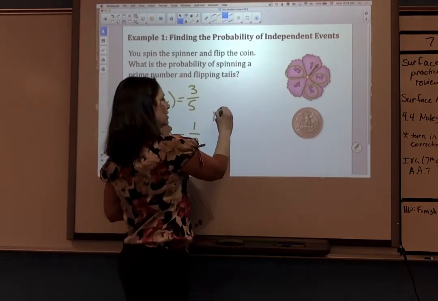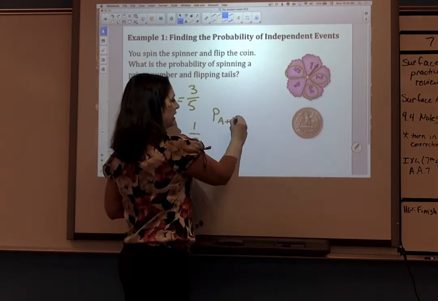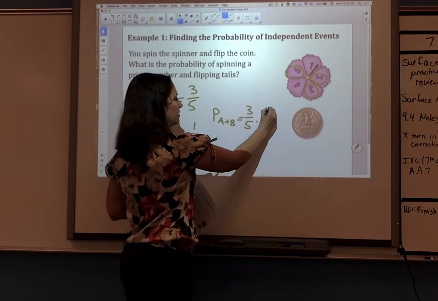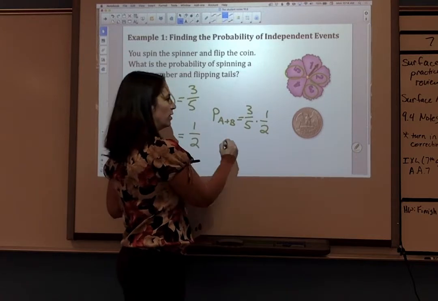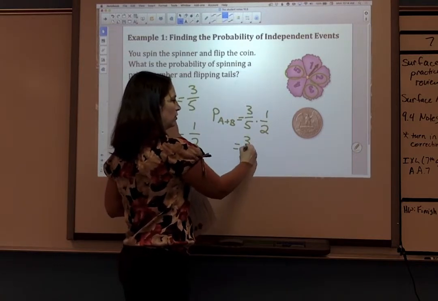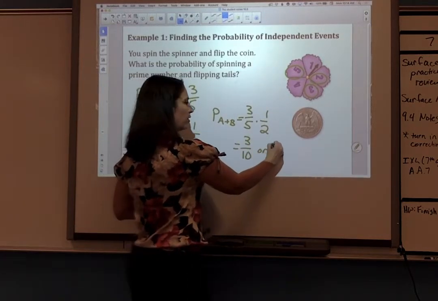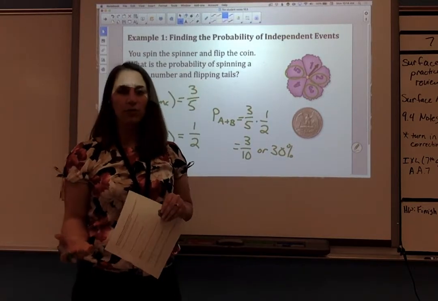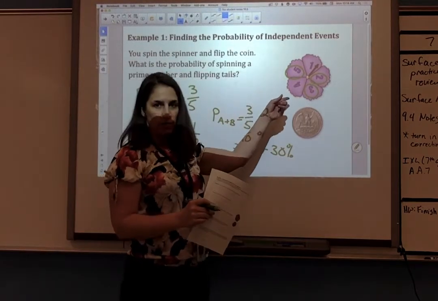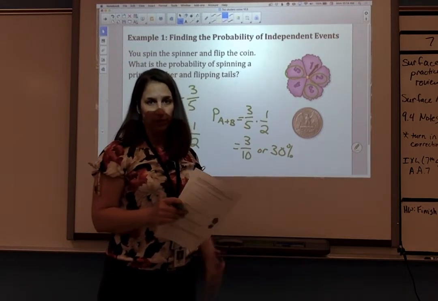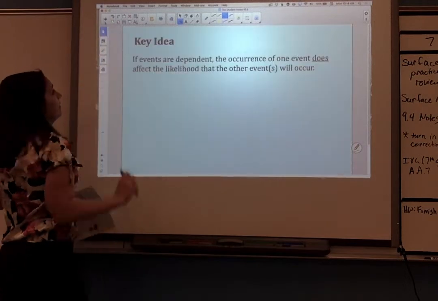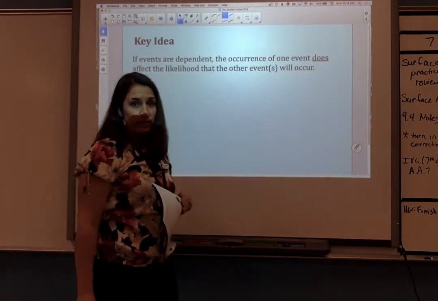So now, to find the probability of both A and B, we need to multiply 3/5 times 1/2, which is 3/10, or 30%. So there's a 30% chance that we're both going to get a prime number and flip tails. Those are independent events. Now, let's look at dependent events.